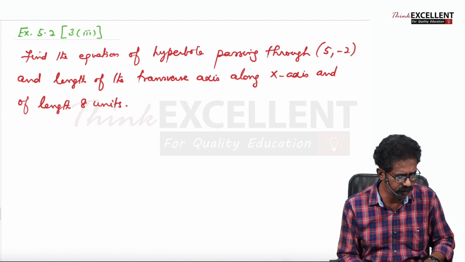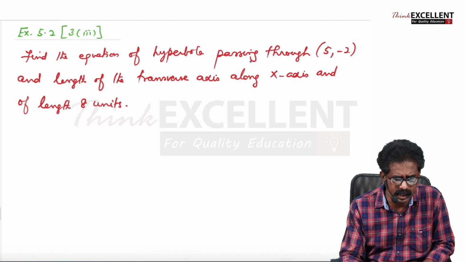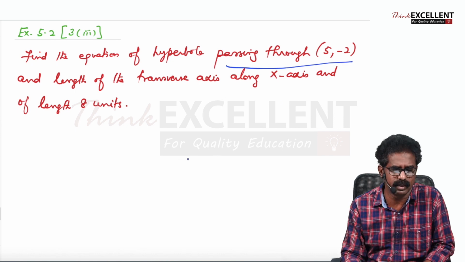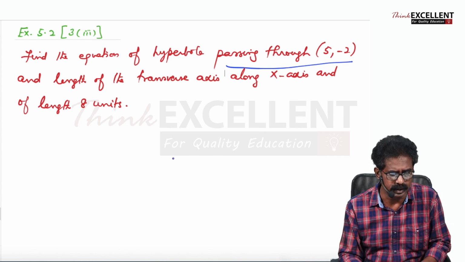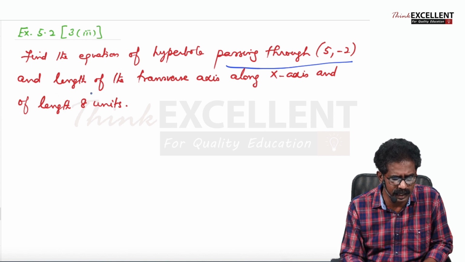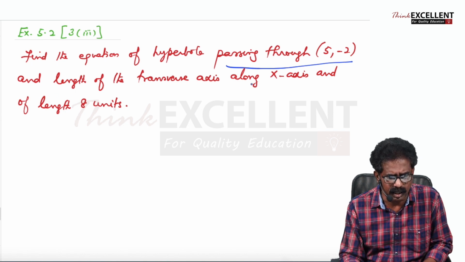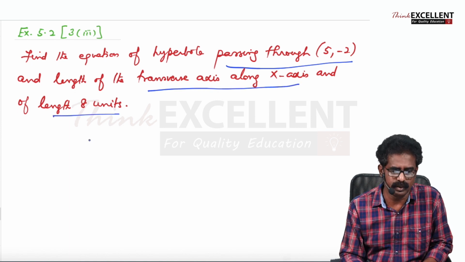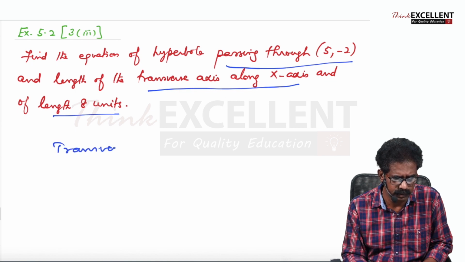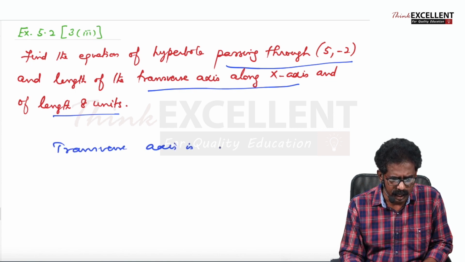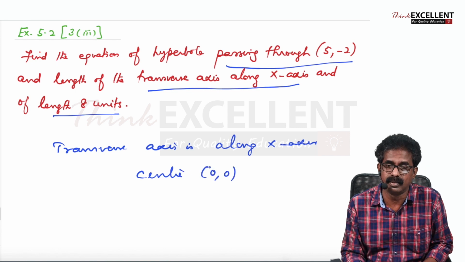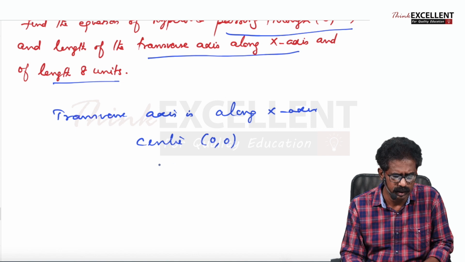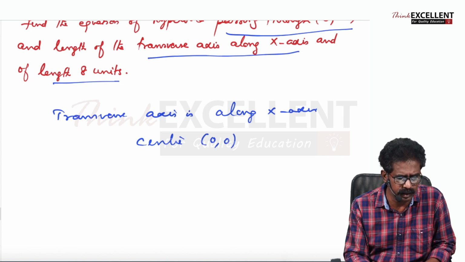So read the question carefully. Find the equation of the hyperbola passing through a point. Okay, so it must satisfy the equation. Find the equation of the hyperbola passing through this point, and the transverse axis is along the x-axis and its length is 8 units. Okay, so the transverse axis is along the x-axis. So you know the center is 0, 0. Along, it is not parallel. So the center is 0, 0. First type.